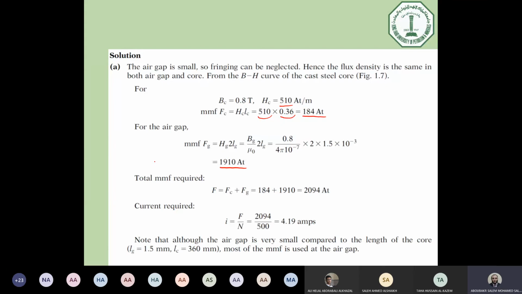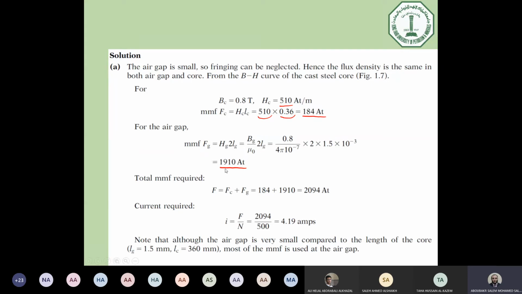So here, as you can see, for 0.8 Tesla, we can use the chart for cast steel and get the corresponding value of H. The value of H is 510 ampere turn per meter. So we can now calculate the MMF due to the core, which is H core L core. This is the value of MMF of the core, which is here 184 ampere turn. Similarly, we can do the same for the air gap, after getting the value of H, which is B divided by mu. But take care, we have here two air gaps. So you have to multiply L by 2.